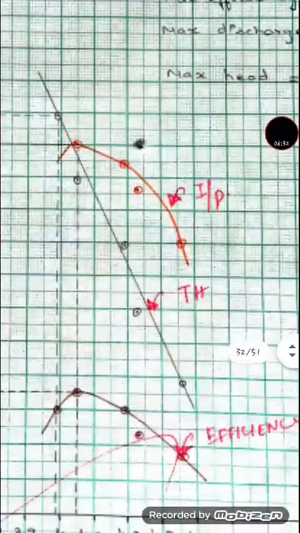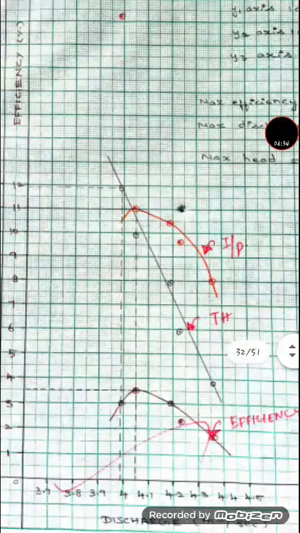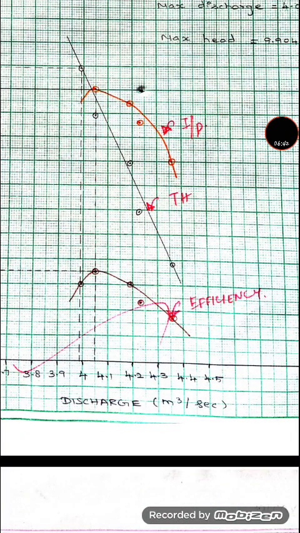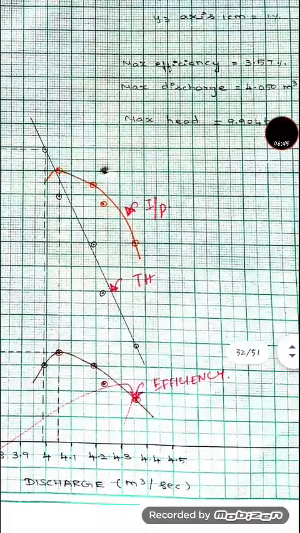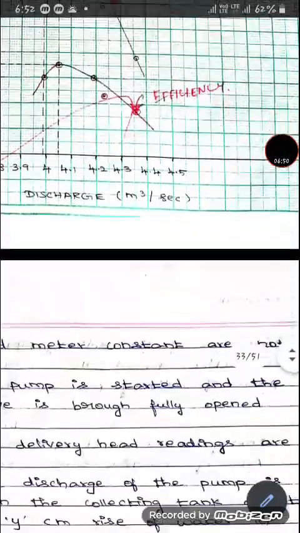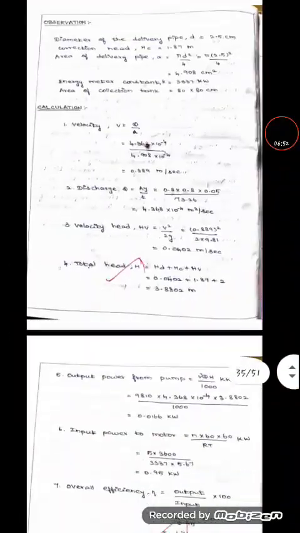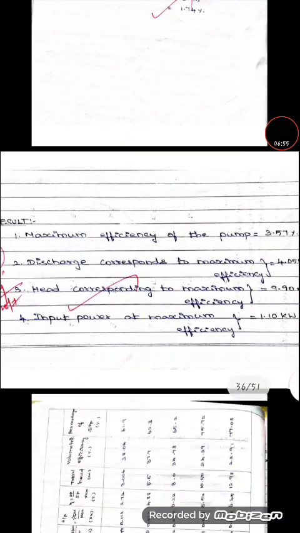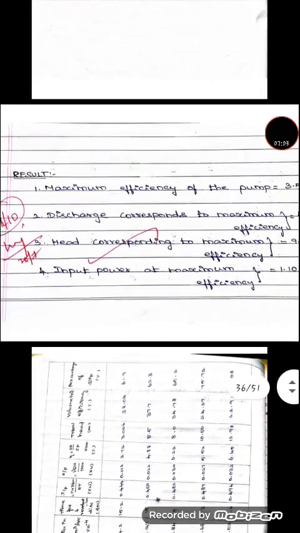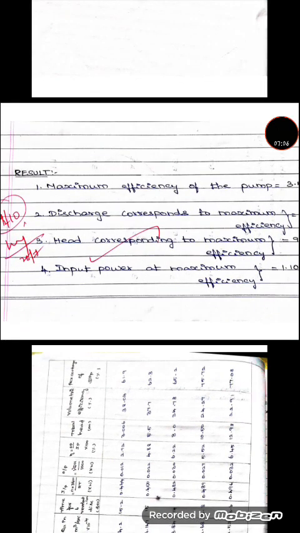From the curve we have to find the maximum head, maximum efficiency, and maximum discharge from the efficiency curve. The discharge and head corresponding to the maximum efficiency have been noted from the graph and written in the result. So here the maximum efficiency of the pump, the discharge corresponding to the maximum efficiency, and the head corresponding to the maximum efficiency have been noted down from the graph.